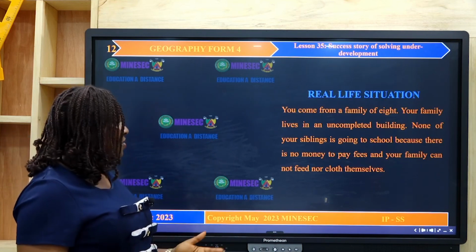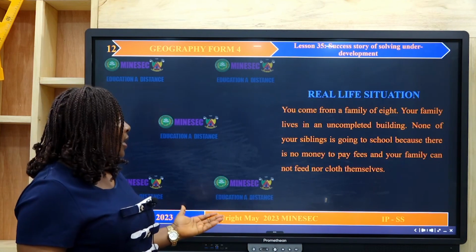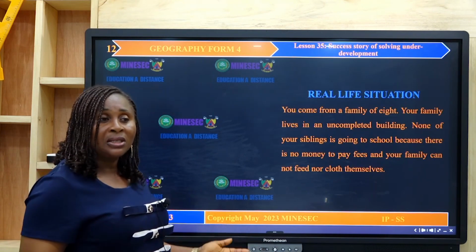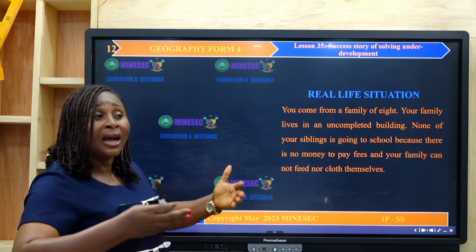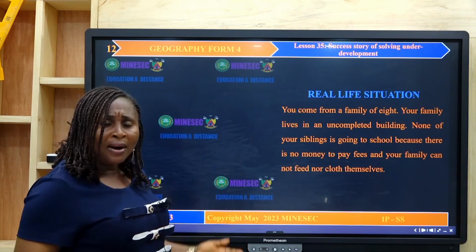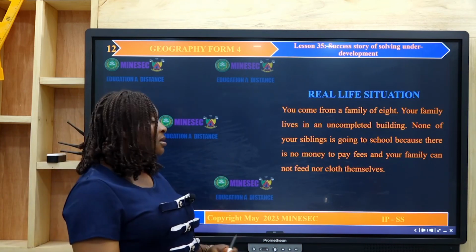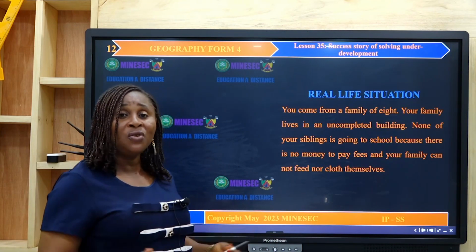You are living in an area where there is abject poverty. The buildings are not nice, they are not accommodating. People around you don't go to school. They don't have money to pay fees. They don't have money to dress. They don't have clean water.